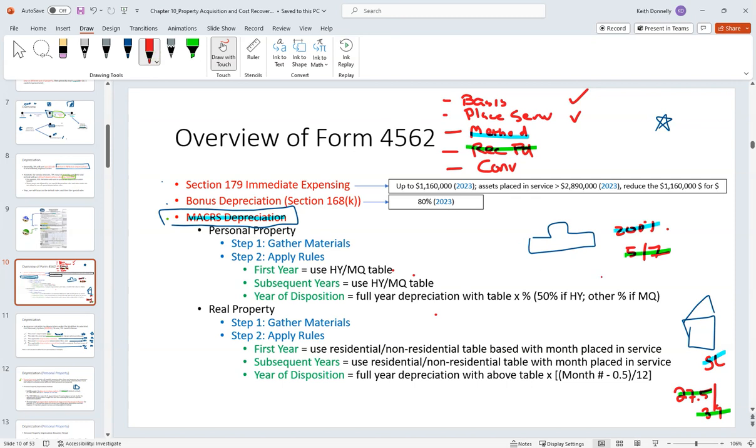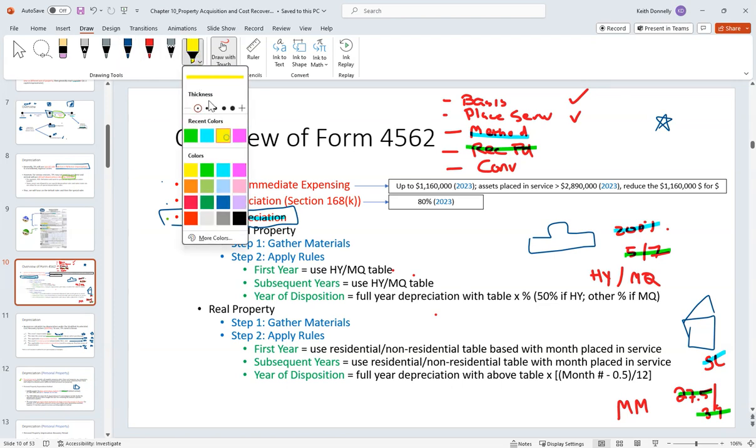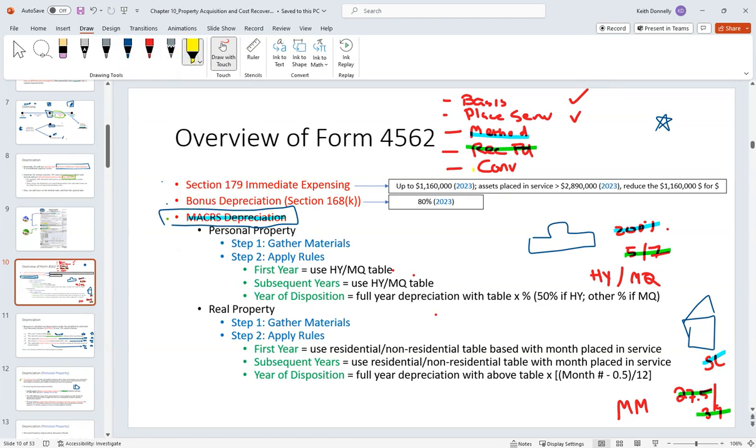The convention is generally half-year. If you fail that 40% test, it's mid-quarter; for these real property guys, it's mid-month. We basically say, hey, we're not going to look at when you actually place it in service. We're going to make your life a little bit easier. That was a headache, and we're going to try to help you out.